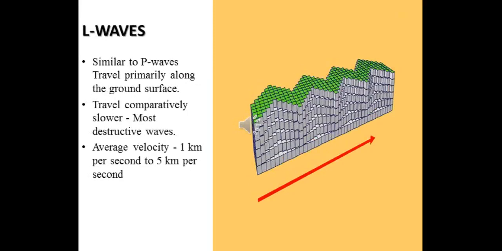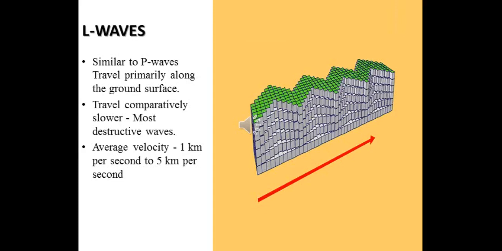Surface waves or L waves are similar to P waves, but they travel primarily along the ground surface. These waves travel comparatively slower and are the most destructive waves. Compared to primary and secondary waves, surface waves are very slow, but most destructive. The average velocity of surface or L waves is 1 kilometer per second to 5 kilometer per second.